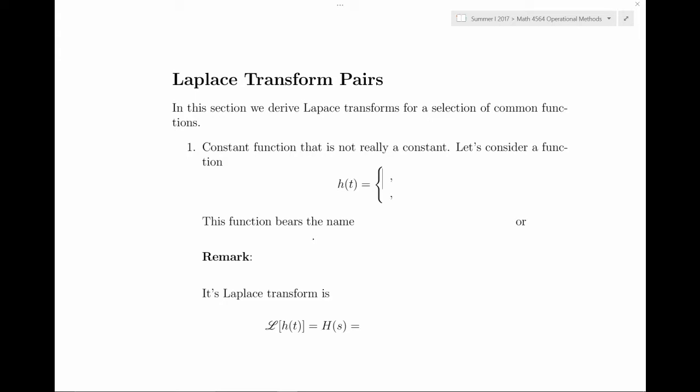So the first function we're going to consider today is a function that is a constant. The simplest constant there is, the constant 1. And I'm going to define the function to be the constant 1 for all t greater than or equal to 0. And you might say, well, what happens before 0? Well, before 0, all of the functions are supposed to be 0. And that's what this function is doing.